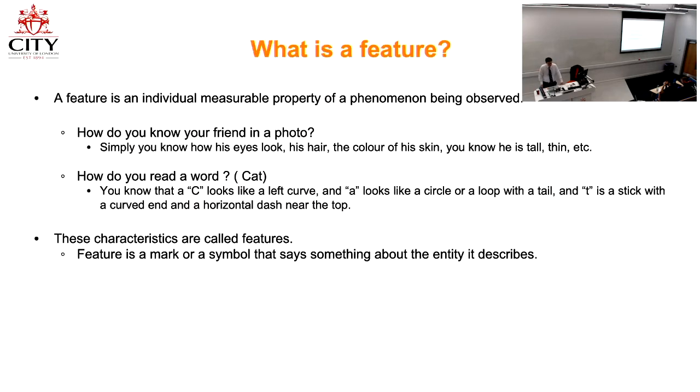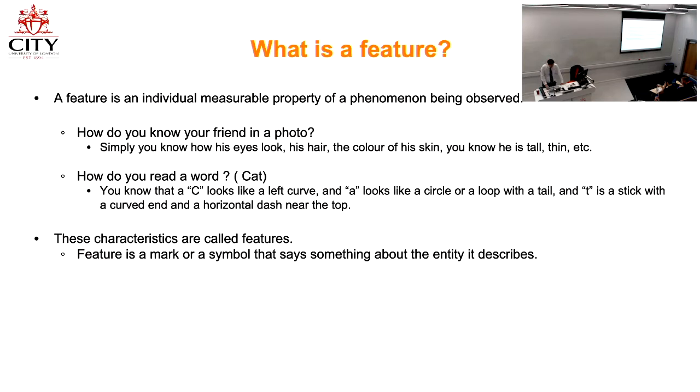So basically, what is a feature? A feature is a property which we can use to describe an item. For example, letters have features. If you say C, if you say cat, the way you recognize it is you know the alphabet. You know what C looks like. It has some features. It's a curvature. You know what T looks like. It's a line with a stroke on top and things like that. So these are the features that help us understand our environment.